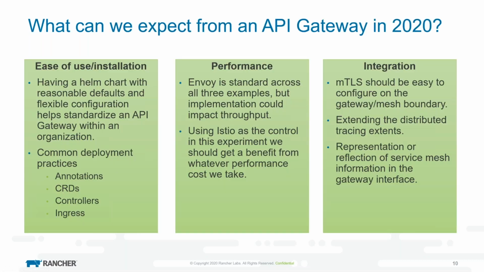So what can we expect from an API gateway in 2020? Assuming that we're using both the service mesh and an API gateway, and assuming that we've standardized, in this case, it's just me that's standardized on the service mesh being Istio, we'll take the service mesh expectations off the table for now. What can we expect from an API gateway? First and foremost, it should be straightforward to use and install. At this point, I have pretty high standards for anything that interacts with a Kubernetes cluster.